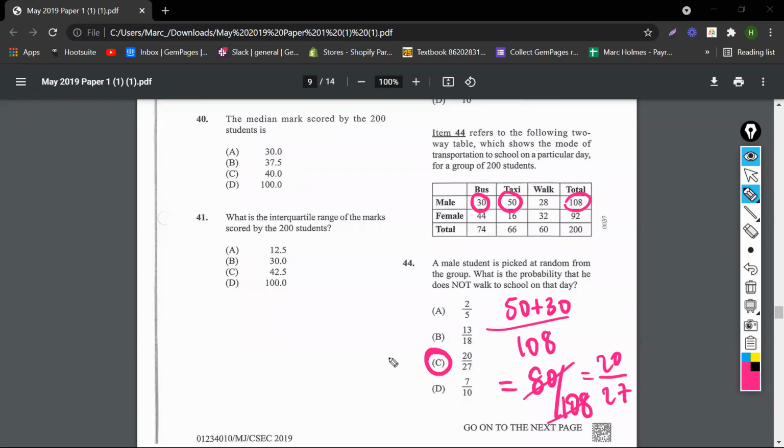If they ask you what's the probability that he does not walk to school on that day, he can only mean males. He means males in Jamaica and in the Caribbean. For now, it just means male.